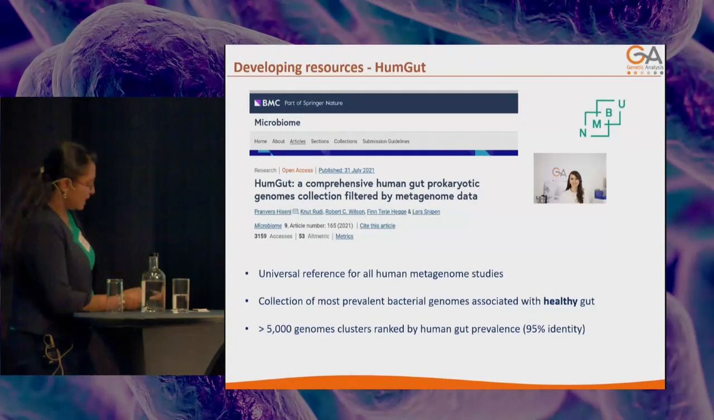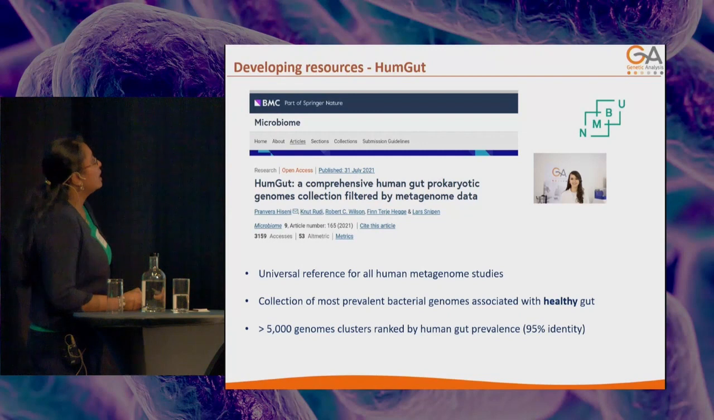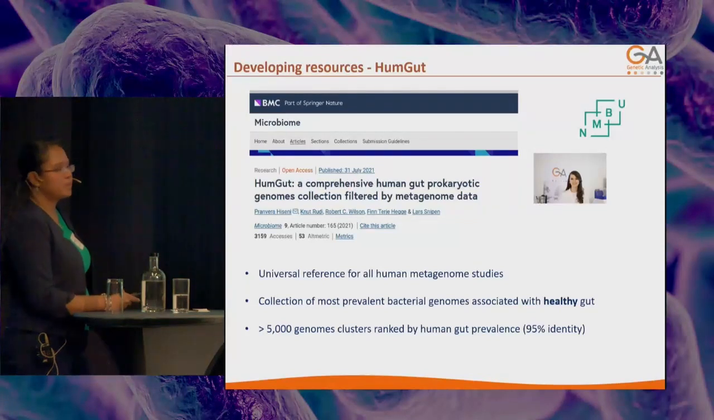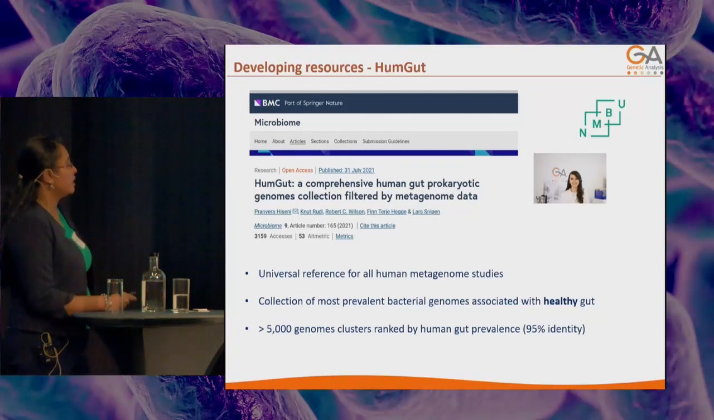So apart from clinical diagnostics, we have also partnered with NMBU in developing resources like HumGut. This is a database that is a collection of the most prevalent bacterial genomes that are associated with the healthy gut. This database can be used as a genome reference for all human metagenome studies.